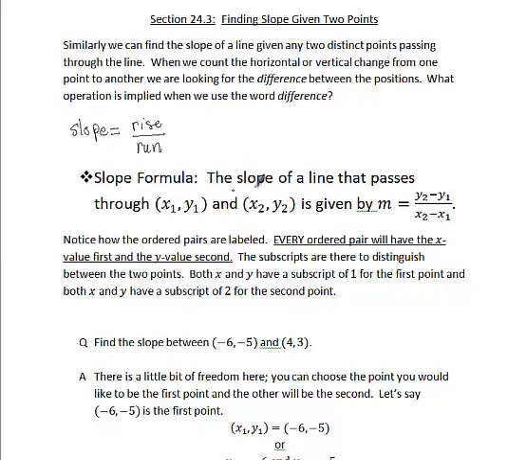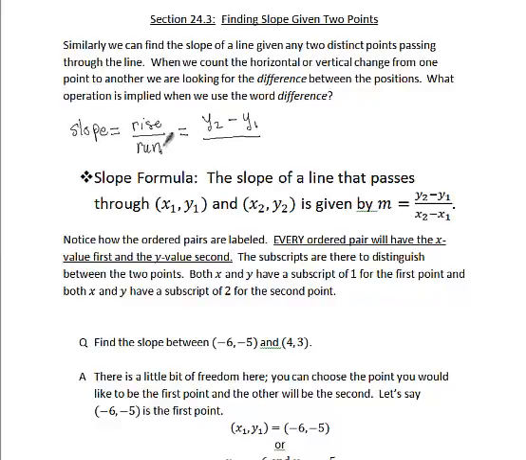Now, what if we're not given a graph of the line? What if we're just given 2 points, the coordinates, 2 ordered pairs that fall on the line? Well, if you think about the rise, it's basically the vertical distance in between the 2 points, and what determines the vertical position are the y coordinates, y2 and y1. So if we have 2 points, in order to calculate the rise, we would simply take the difference in the y coordinates.